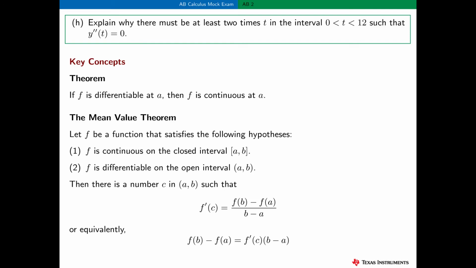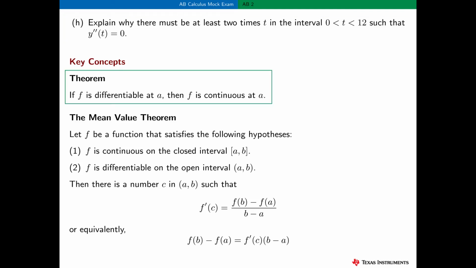In part H of this problem, we need to explain why there must be at least 2 times t in the interval 0 to 12, such that y double prime of t is equal to 0. To solve this problem, we'll need to use the same theorem as in the previous part. That is, if f is differentiable at a, then f is continuous at a.